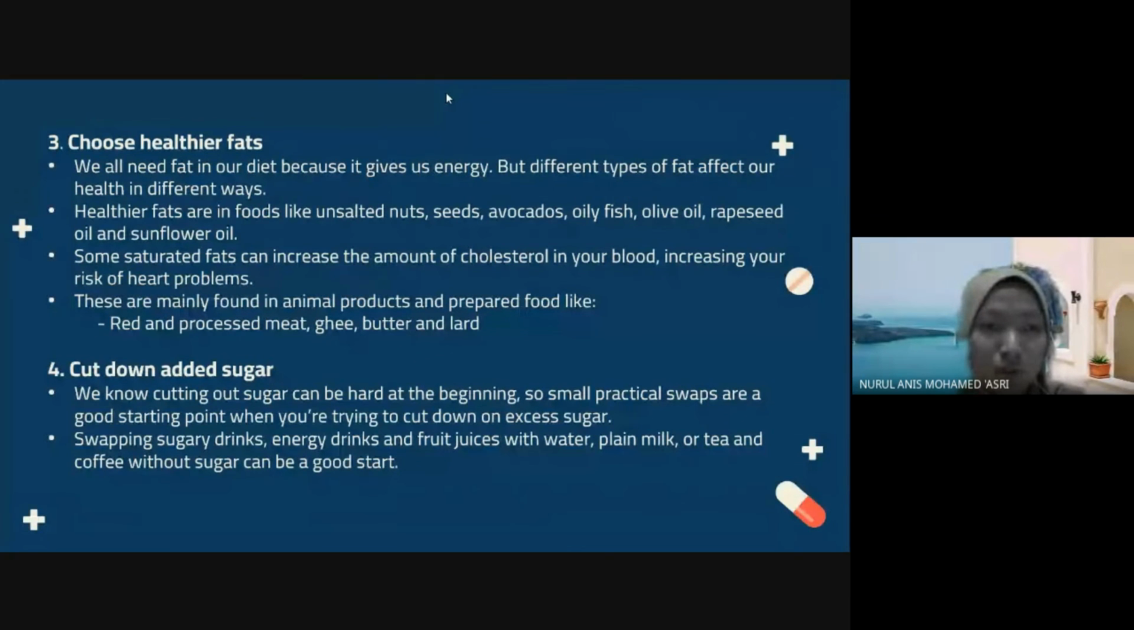He should choose the healthier fats, because healthier fats are in food like unsalted nuts, seeds, avocados, oily fish, olive oil, rapeseed oil, and sunflower oil. He should also cut down added sugar by swapping the sugary drinks, energy drinks, and fruit juices with water. Plain milk or tea and coffee without sugar can be a good start. Next.